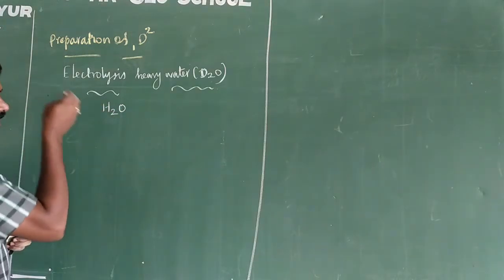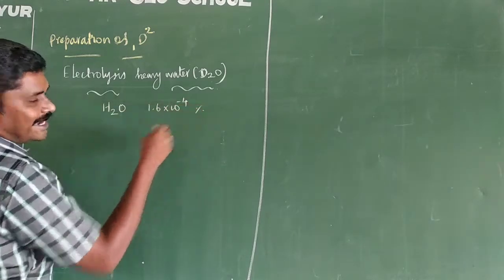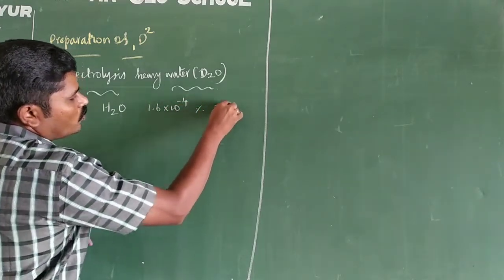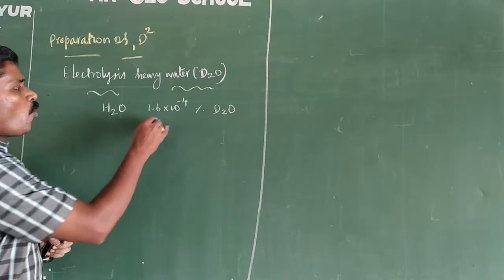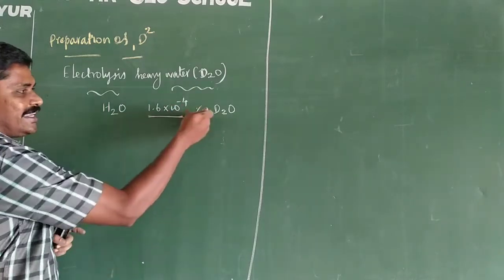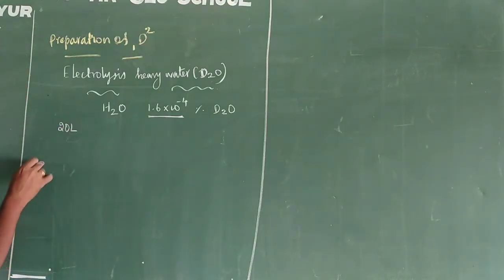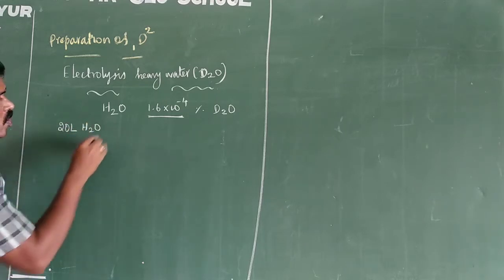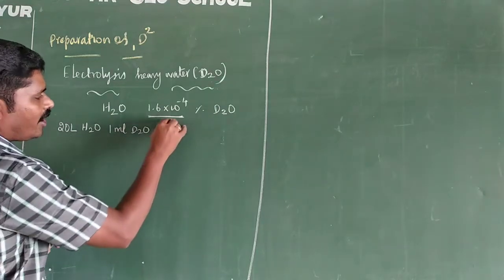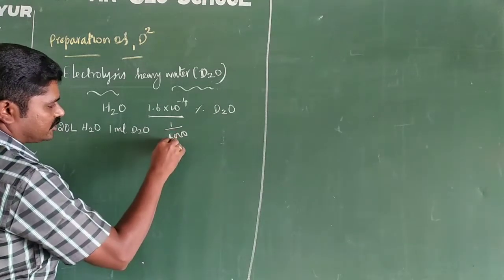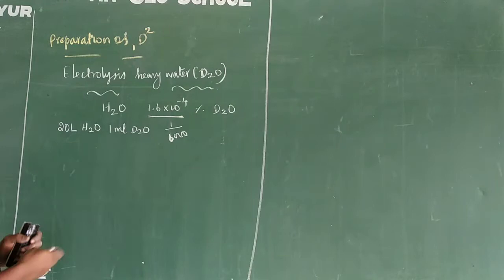H2O, protium water, contains 1.6 into 10 power minus 4 percent of D2O. Normal water H2O contains 1.6 into 10 power minus 4 percent of D2O. Okay, so 20 liters of normal water contain 1 milliliter of heavy water. So 1 by 6,000. So 1 D2O per 6,000 normal protium water.